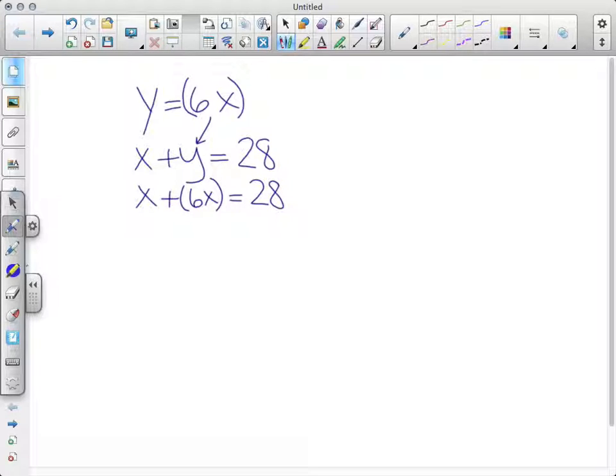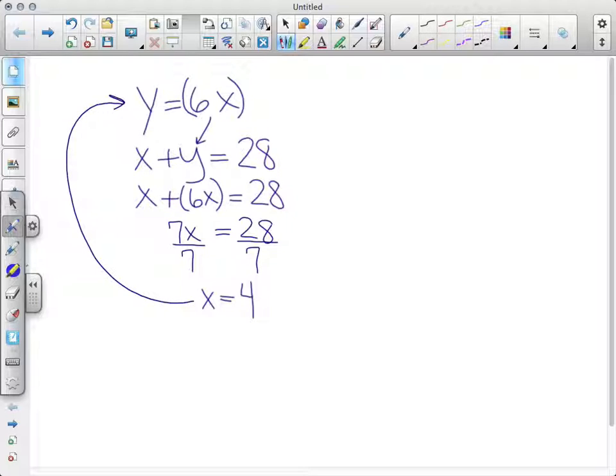And I know that's true because I already know what y is. And then I just solve this and I can find x. So x plus 6x is 7x. And then if I just divide both sides by 7, I'll get x is equal to 4. Now if I know what x is equal to, I can find what y is equal to. So I'm going to take this and plug it back into the original equation.